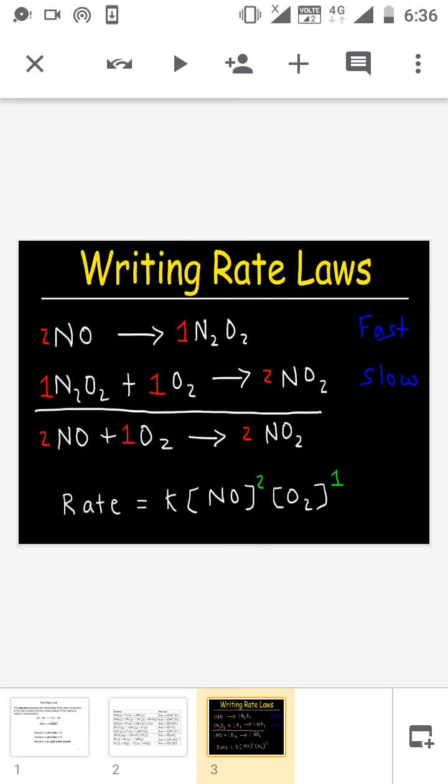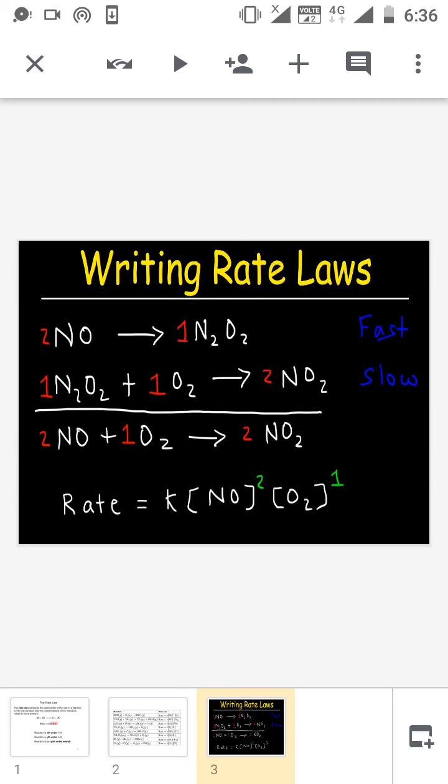So the rate of a reaction only depends upon the slowest step. Remember, in any chemical reaction consisting of multiple steps, the rate of the reaction depends only on the slowest step. So in this reaction, the rate of the reaction is proportional to the concentration of N2O2 plus O2.